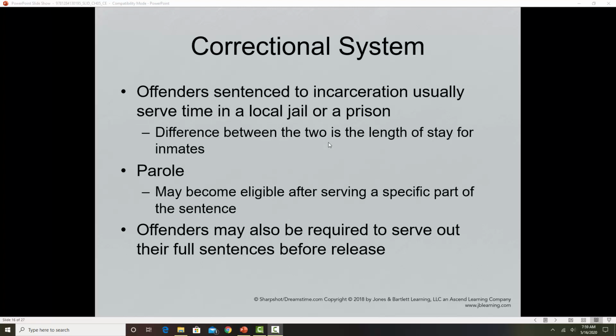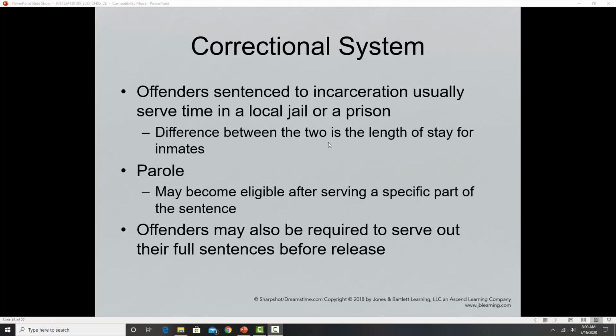Now, if an offender is found guilty of a crime, depending on the charges and the type of crime, they could be sentenced to incarceration. If it is a felony that has a year or less in terms of the sentencing, they might serve out that year in a local jail. If it's a felony where the sentence is over a year, they're typically going to a prison. So the difference between the two is the length of stay for inmates.